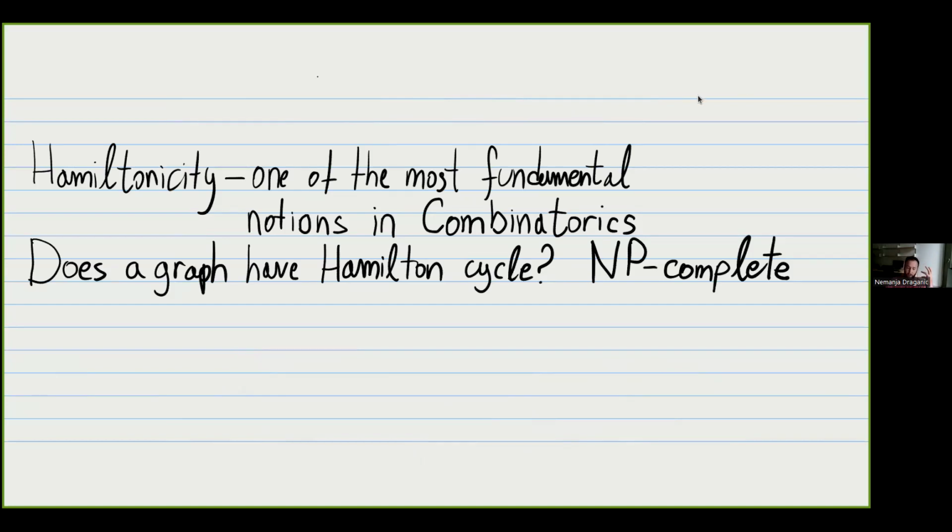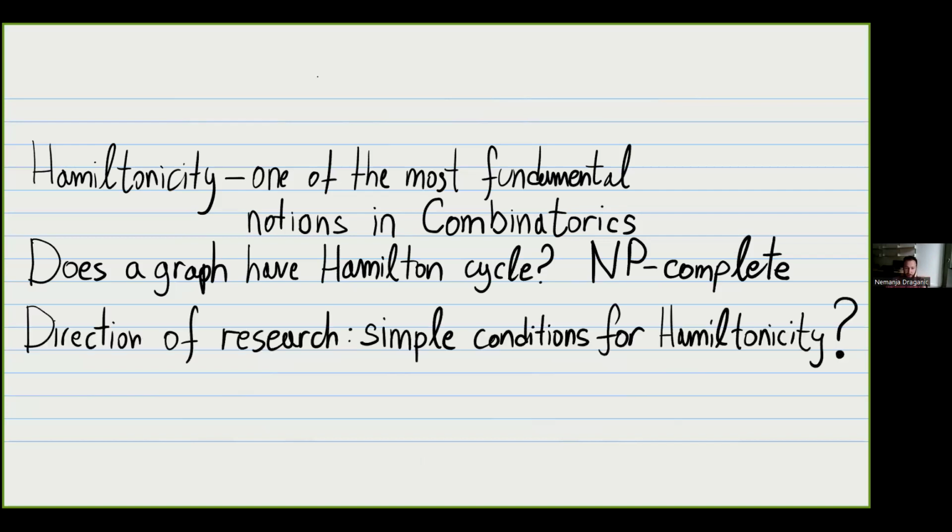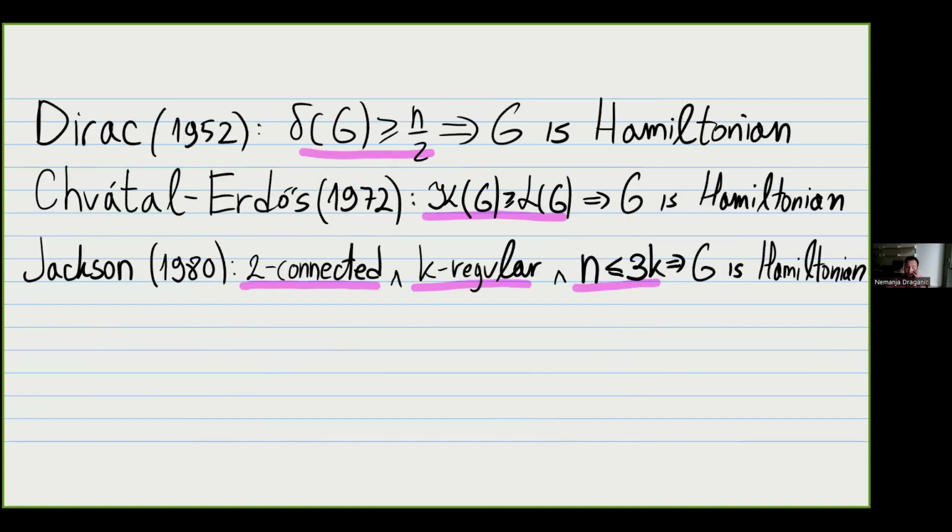One direction of research, in this particular instance, is to try to find really simple conditions which imply Hamiltonicity. Just to illustrate what I mean, here we have three conditions. The first one is by Dirac, which says that if the minimum degree is at least n/2 then your graph is Hamiltonian. n will always be the number of vertices of the graph which I look at. So Dirac gives a minimum degree condition.